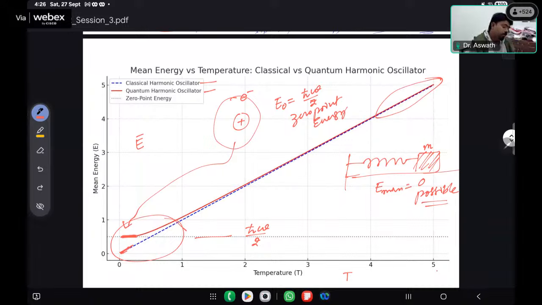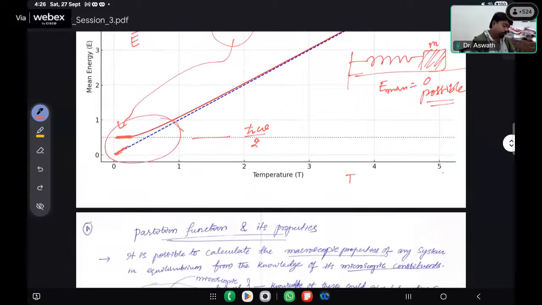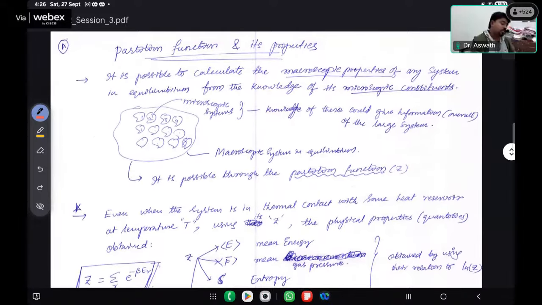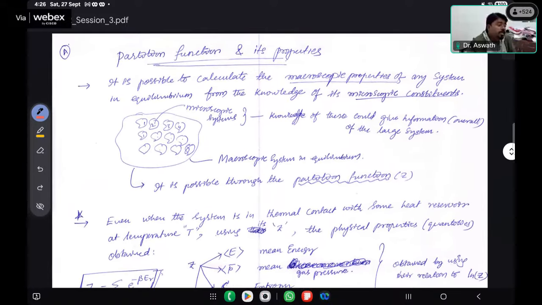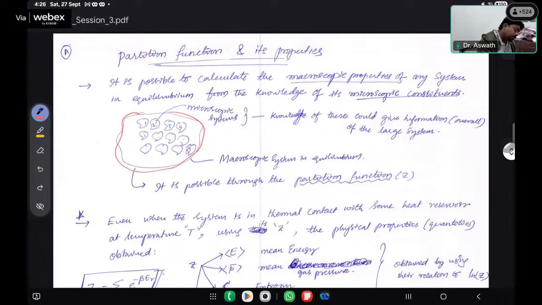Okay, fine. Even if I go to higher temperature with a quantum harmonic oscillator, going to higher temperature means what? I'm clubbing all the atoms into one, making a macroscopic system. For a macroscopic system, the temperature is going to be much larger. Okay, that is what I was discussing here. There is a partition function which helps me to understand this. Let's say I have a large macroscopic system. Inside that, there are microscopic systems: 1, 2, 3, and so on.